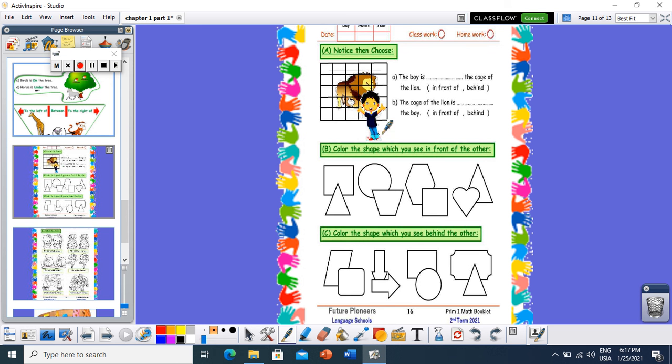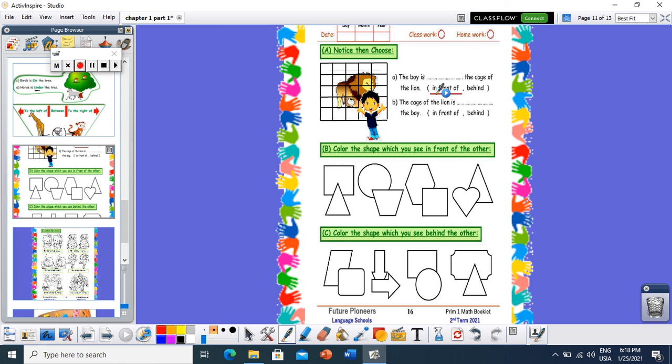So what is the position of the boy? The boy is in front of the cage of the lion. And what about the cage of the lion? It is behind the boy. Excellent, great job.